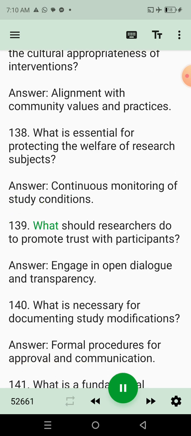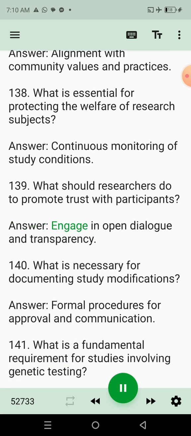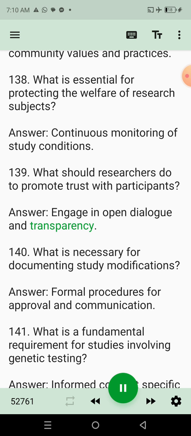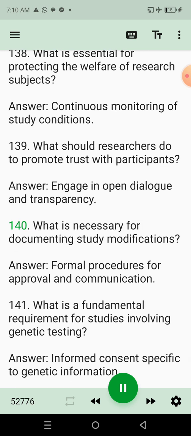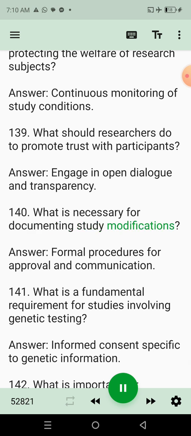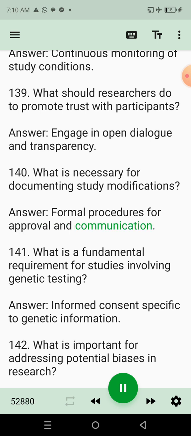139. What should researchers do to promote trust with participants? Answer: Engage in open dialogue and transparency. 140. What is necessary for documenting study modifications? Answer: Formal procedures for approval and communication.